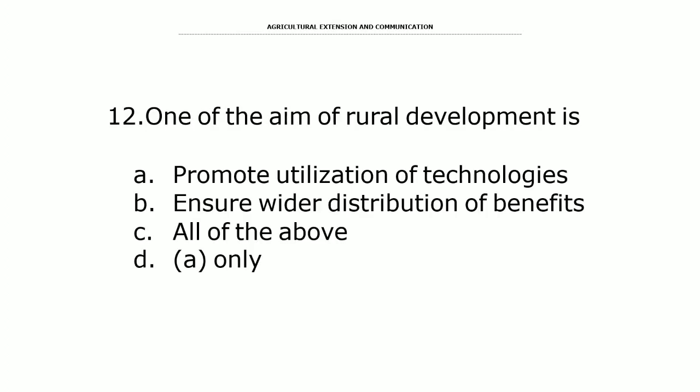Number 12. One of the aims of rural development is A. Promote utilization of technologies. B. Ensure wider distribution of benefits. C. All of the above. Or D. A only. The answer is all of the above.